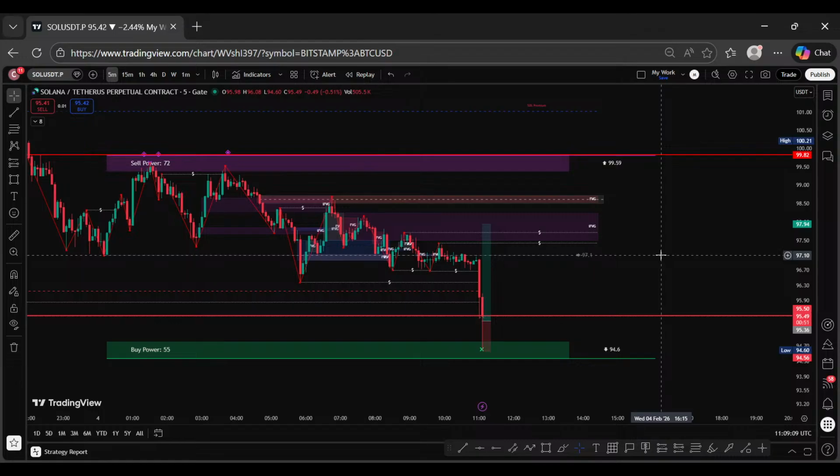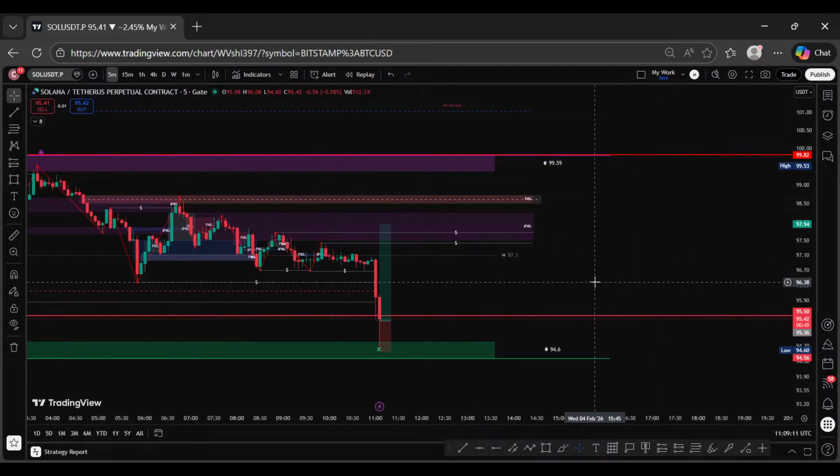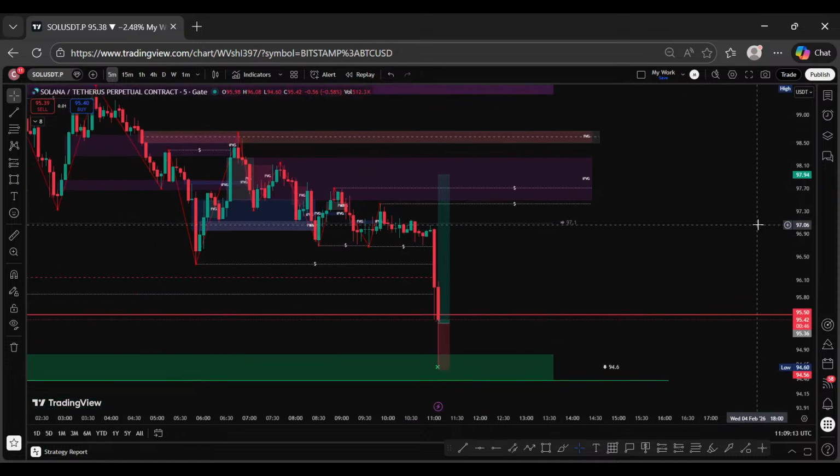All right, so let's get back to it. Our next target is another token.